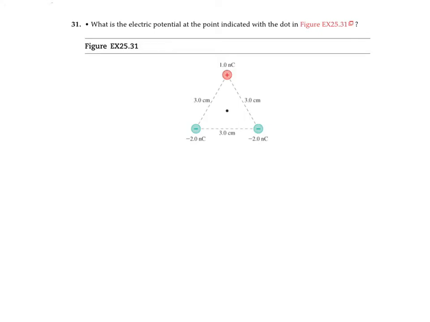indicated with the dot. So looking at a picture like this, and if you're not reading carefully, you might wonder, what is the charge that they put in the middle of this triangle? Looks like there's a charge there. How much is that? Well, if you look at the statement, what we're looking for here is the electric potential. We're trying to calculate the electric potential at that point.